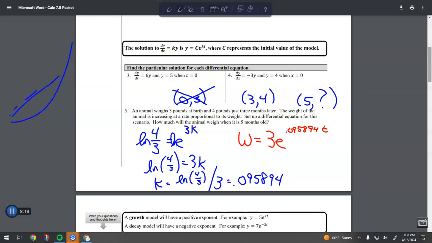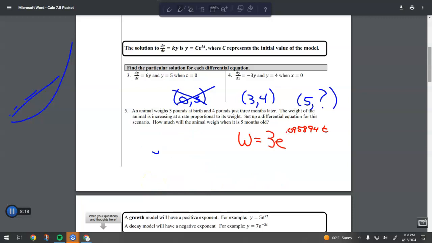A second ago we had W equals 3e to the kT. We just went through and found k. And now I want to know how much the animal weighs when it's 5 months old, so where do I put that 5? Put it in for T. So you just go in 3 times e to the, I would do second answer, times 5, because then it just keeps the previous thing in there. Previous answer times 5. So now I can round because I'm done. So 4, 8, 4, 6.